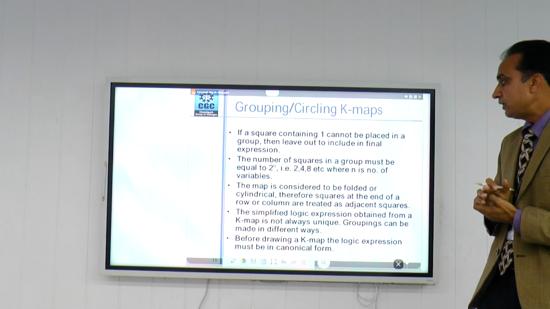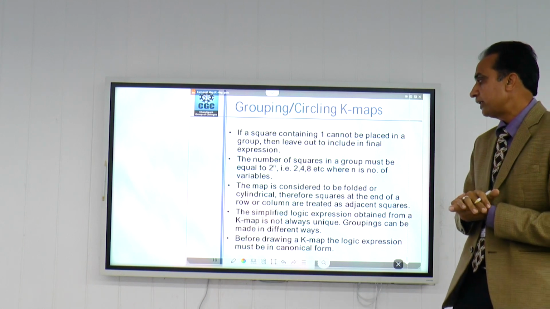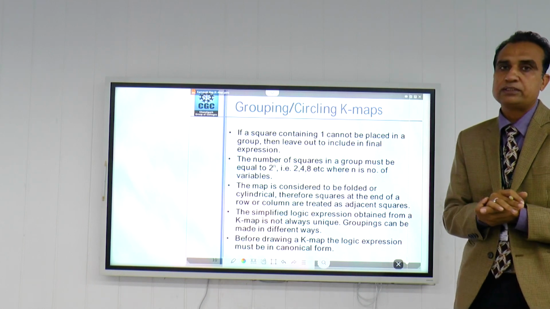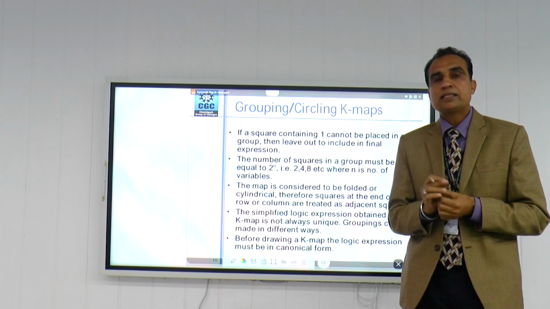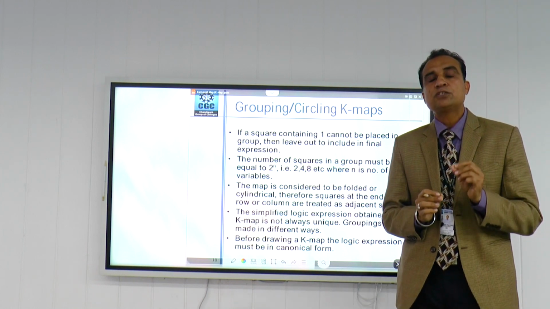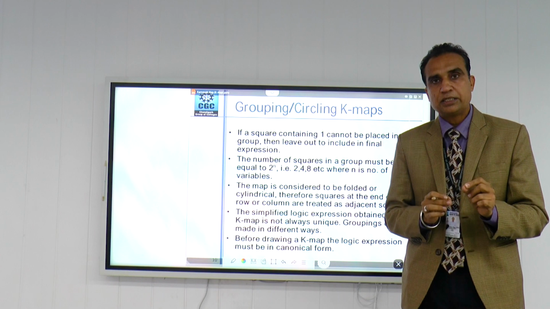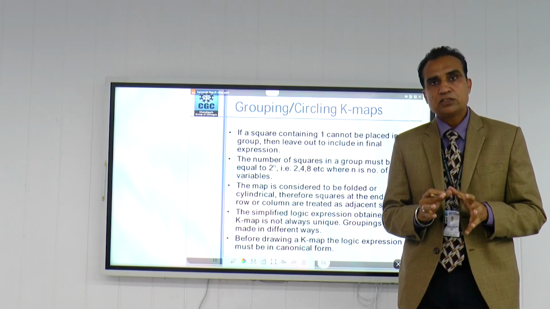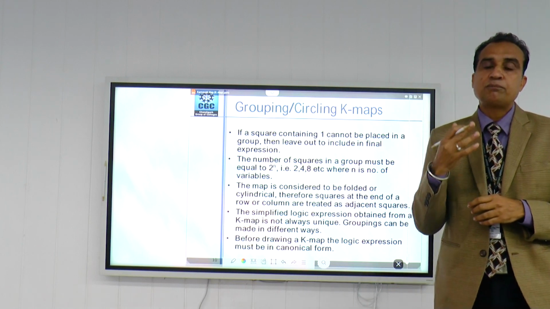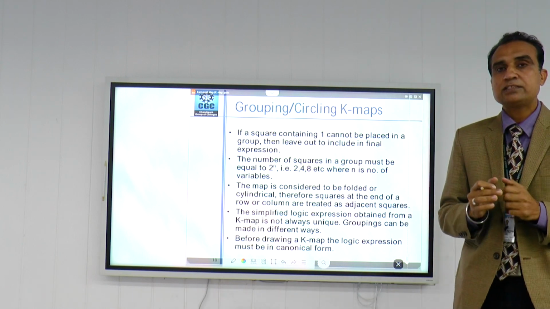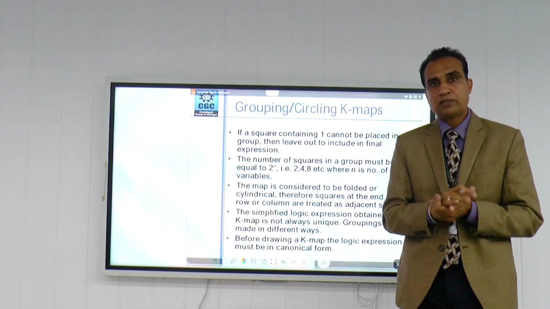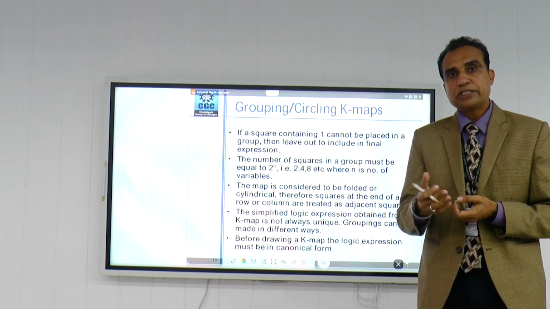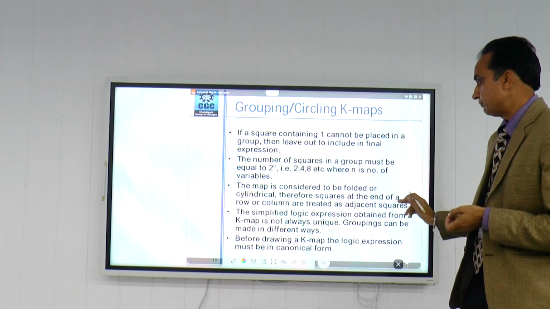The simplified logical expression obtained from a K map is not always clear. This is an important point. The result of the K map is not always unique. Means everyone can make a grouping in a different way, so the result can differ from person to person. Means there is not a single answer when we use a K map to simplify the expression.